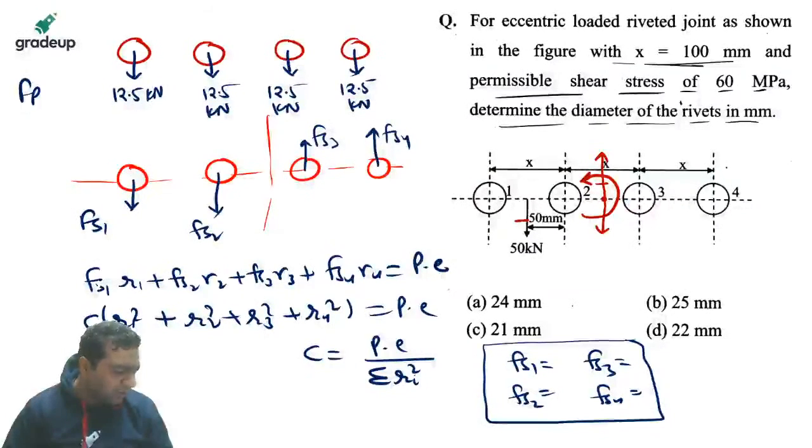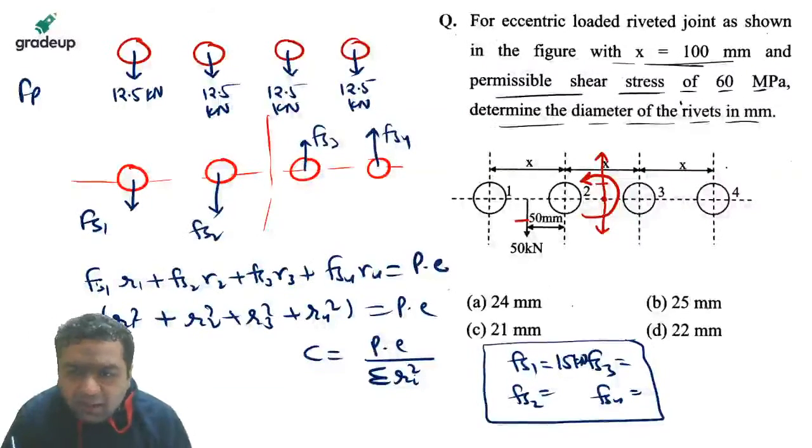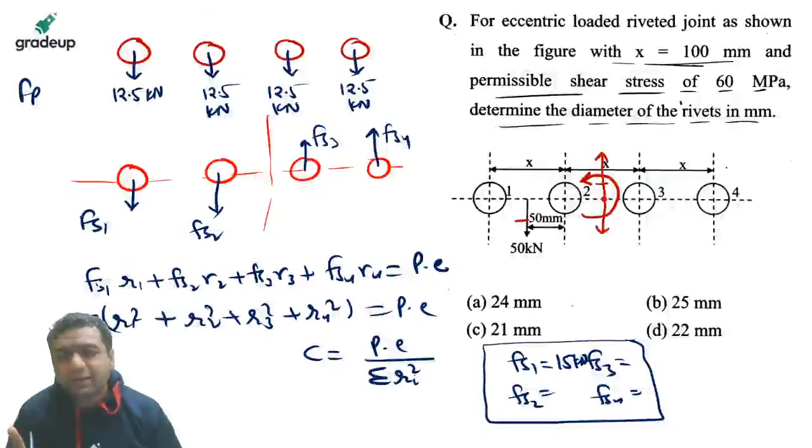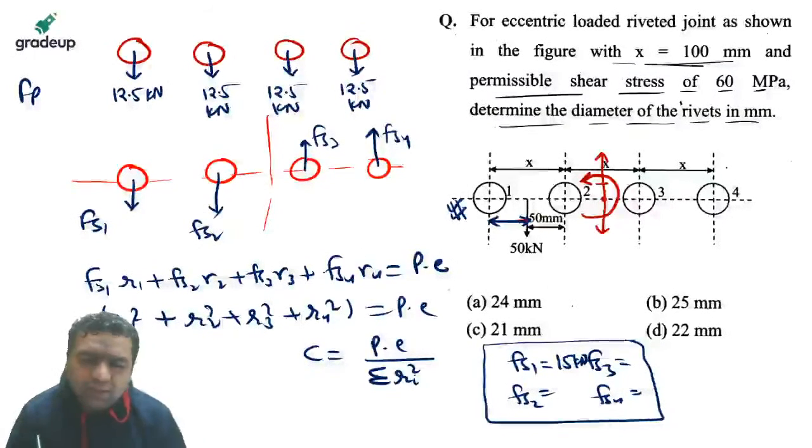When you will be finding out the secondary force, for the first one it will be coming out to be 15 kilonewton. And you know one thing guys, the rivet which is very near to the load is said to be the critically loaded rivet. So you know rivet 1 is the nearby one. So this is the critically loaded rivet.